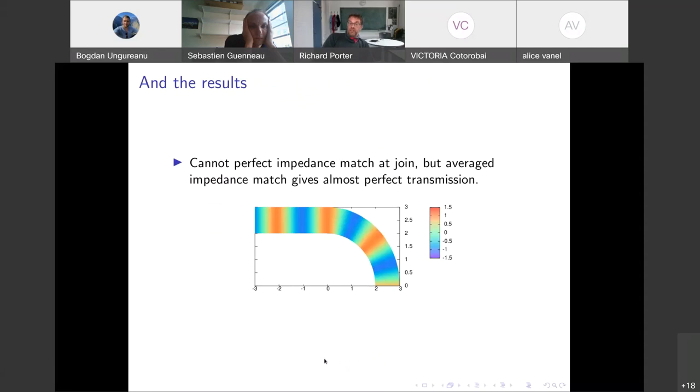Okay, and following that, you have to worry about impedance matching at the boundary conditions, because you've applied a mapping and the mapping has to be applied to the boundary conditions as well. Turns out that you can't get perfect impedance matching at the boundary, but you can match the average of the impedance across the boundary. And when you do that, you get almost perfect transmission. Okay, so this represents a wave coming in from the left and being bent through this channel here without any reflection or without any loss of form.